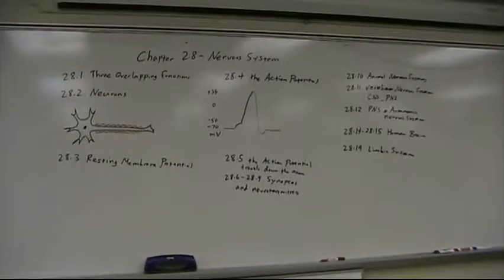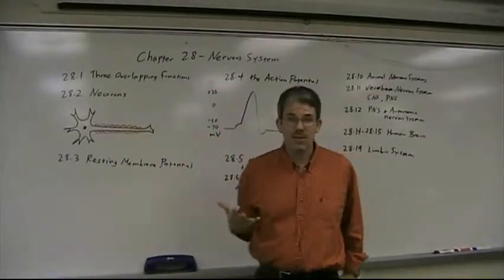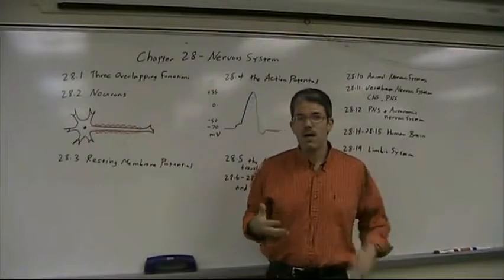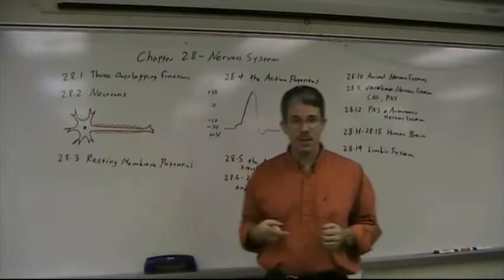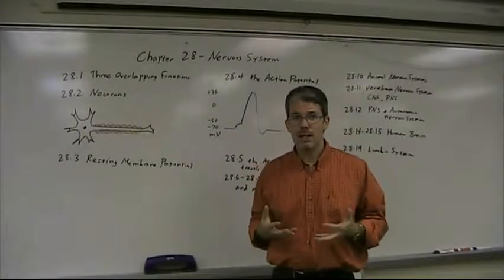Review Chapter 28, the nervous system. Section 1 discusses the three overlapping functions of any nervous system, of any organism, of any animal. They are sensory input, integration, and motor output. This can be illustrated by the use of a reflex.